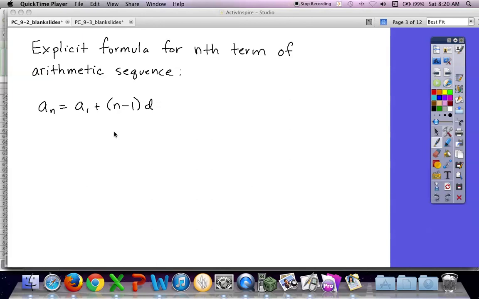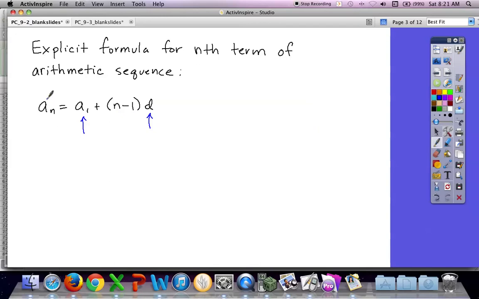So we have an explicit formula for the nth term of an arithmetic sequence, and it is this, right? The nth term is the first term, a sub 1, plus n minus 1 times the common difference. Okay, so two of these things in the formula are constants that we can fill in for. So we would fill in for the first term and for the common difference. And our formula should then have an n in it, so we can plug in n and generate an nth term in the sequence.